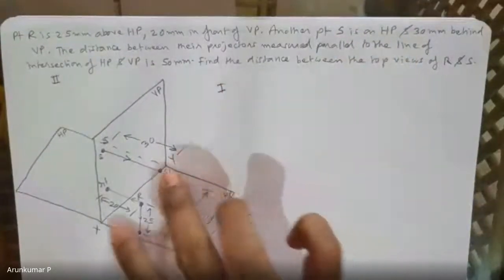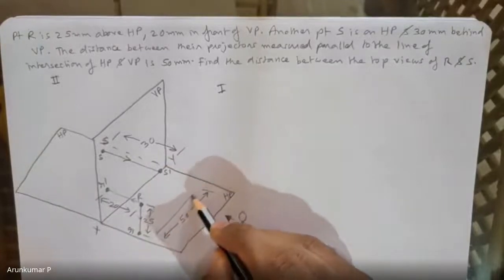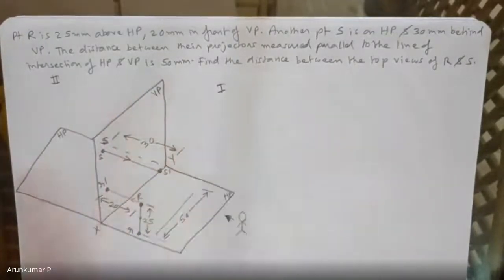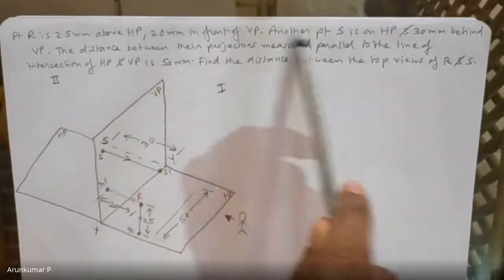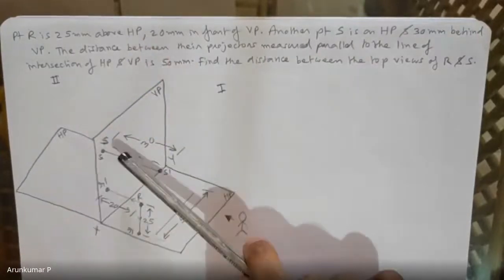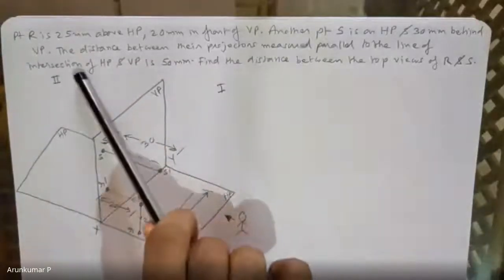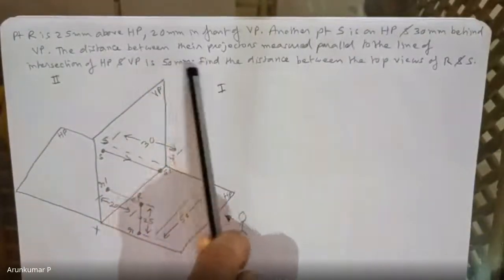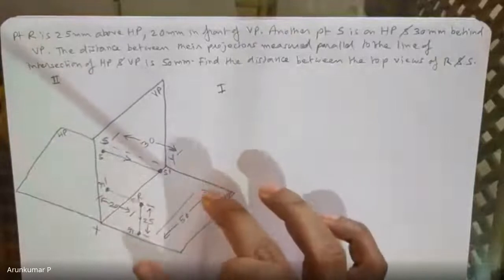Is this 50 mm parallel to the XY line? Yes, sir. If you draw a line like this, which is 50 mm long, is it parallel to the XY line? Yes. That is why this 50 mm is described by such a big sentence: the distance between the projector of R and the projector of S, measured parallel to the XY line, that is the line of intersection of HP and VP, is 50 mm. Simply meaning that the projector of R and the projector of S are separated by 50 mm.